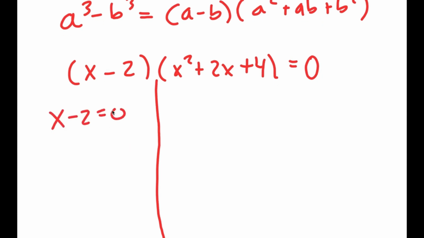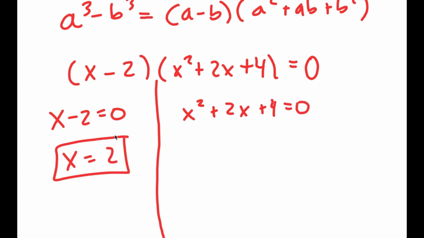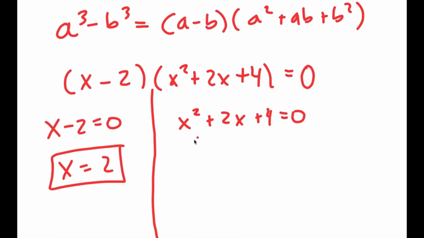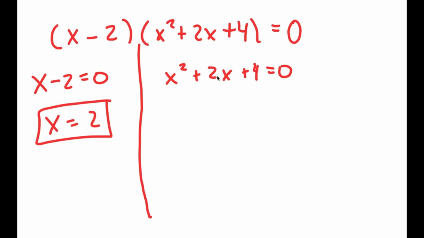I get x minus 2 equals 0 and x squared plus 2x plus 4 equals 0. So for x minus 2 equals 0, I get x equals 2, which was a solution that we already got. But now see, on top of this, we have a whole other equation with two more solutions because it's a quadratic equation. So to solve this, I'm going to use the quadratic formula.